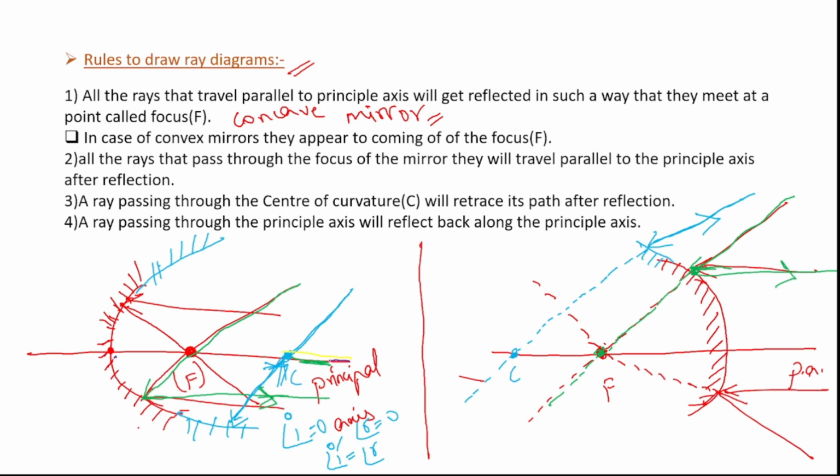So what is happening here, whenever a ray travels through the principal axis and touches the mirror, it will retrace its own path, that is, it will reflect back in the same direction. This is the same in case of a convex mirror. Whenever a ray is passing like this onto the mirror, then it will definitely reflect back in the same direction, that is, it will retrace its own path through the principal axis. Okay, so these are the 4 points to remember while drawing ray diagrams. That is, these are the 4 rules to be remembered while drawing ray diagrams.